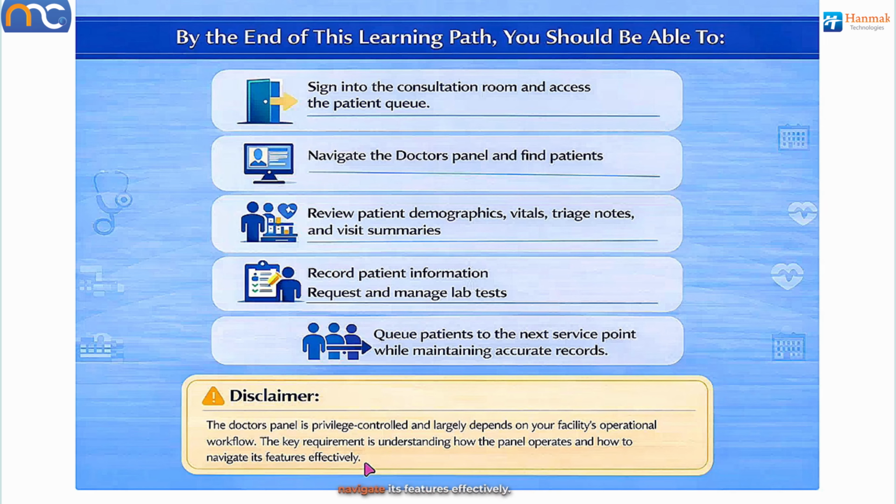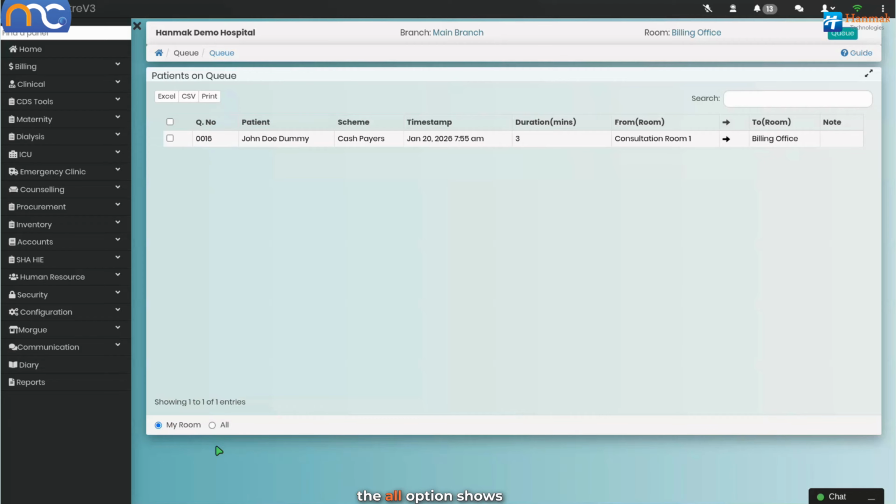The billing officer or cashier operates from the billing office, which serves as their assigned service point. Once patients are queued to the billing office, they can be accessed from the queue panel. At the bottom left of the queue panel, the My Room option displays patients queued specifically to the billing office, while the All option shows patients queued across all service points within the facility.